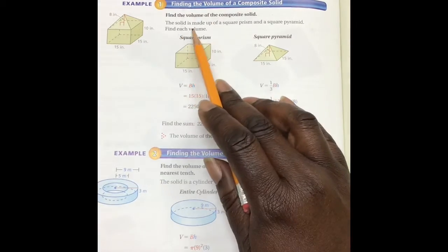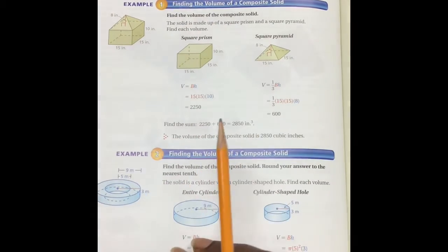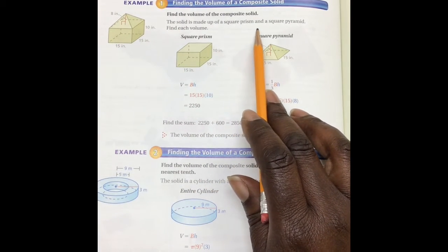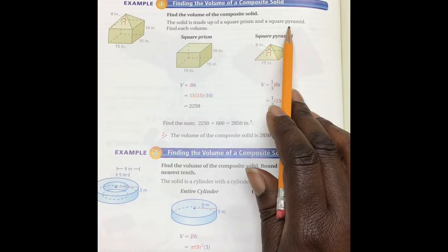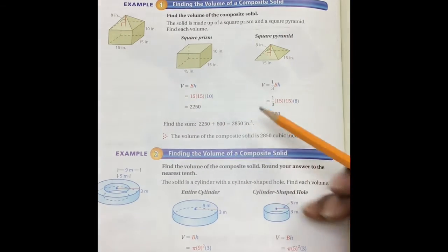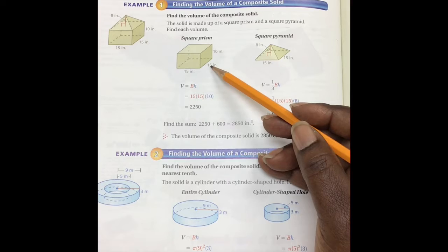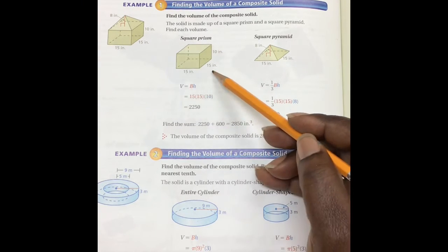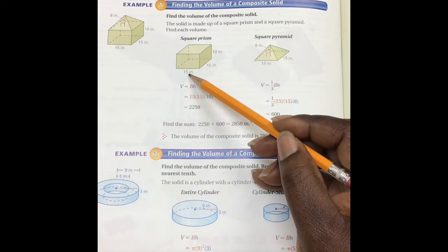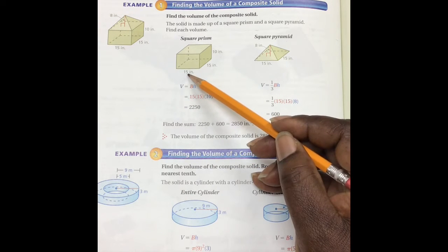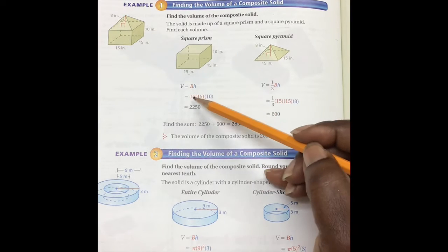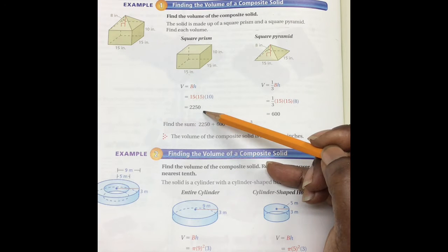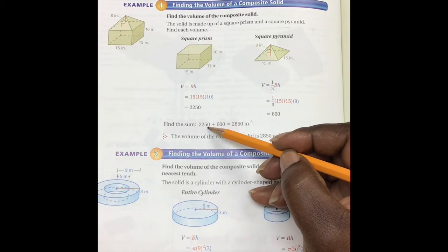Here it says, find the volume of the composite shape. The solid is made up of a square prism and a square pyramid. Find the volume. Well, we know when we find the volume for a basic shape like a square prism, we just multiply the three numbers: the base, the length times the width, and then the height. So 15 times 15, and then times 10. And therefore we have the volume of our square prism, which is 2,250.